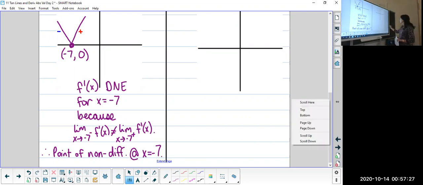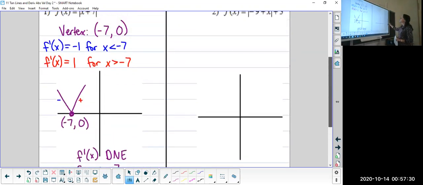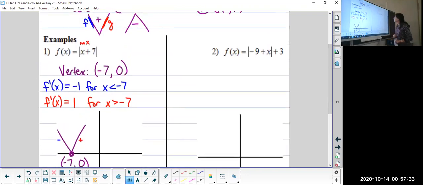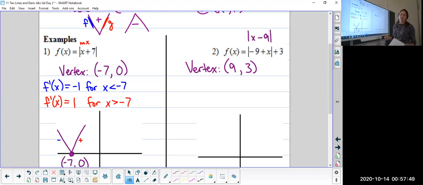If you need to pause and write this down, pause and write it down. But our second example is going to have the same pattern. So we've got a vertex of, oh, this one looks like it's a +9 and a 3. If you need to rewrite this as x minus 9, here's our +9, 3. And this is a positive V graph. So I'm just going to sketch it right over here. So we'll just say that this is at 9, 3.